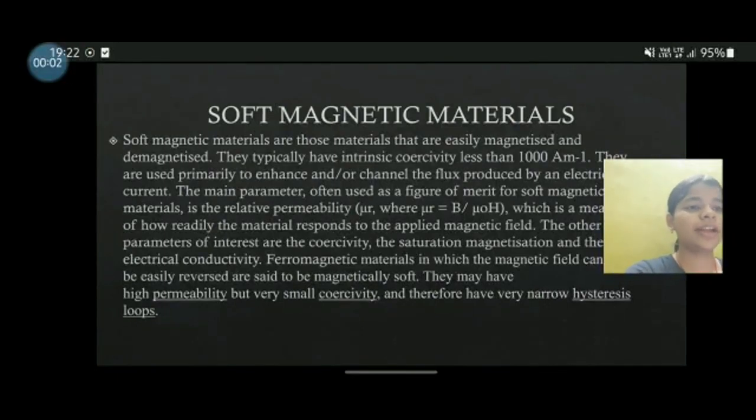Hello, I'm Shreya from FE ECS and I'm here to tell about the examples of soft magnetic materials. As said by Shravani, soft magnetic materials are those materials which have a smaller area enclosed by their hysteresis loop, low remnant magnetization, low coercivity, and high permeability.